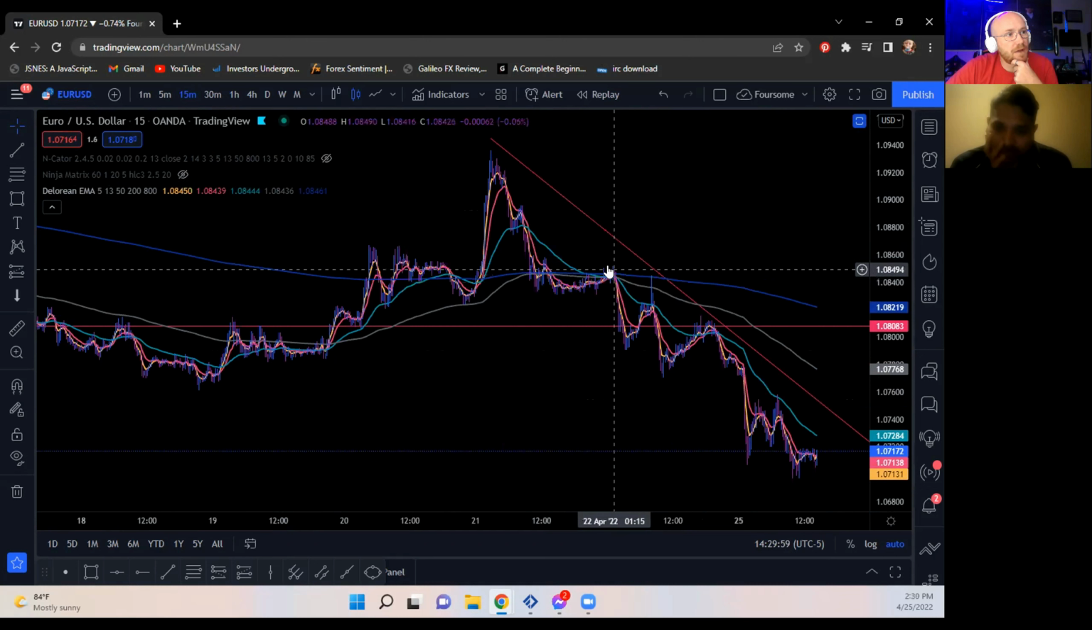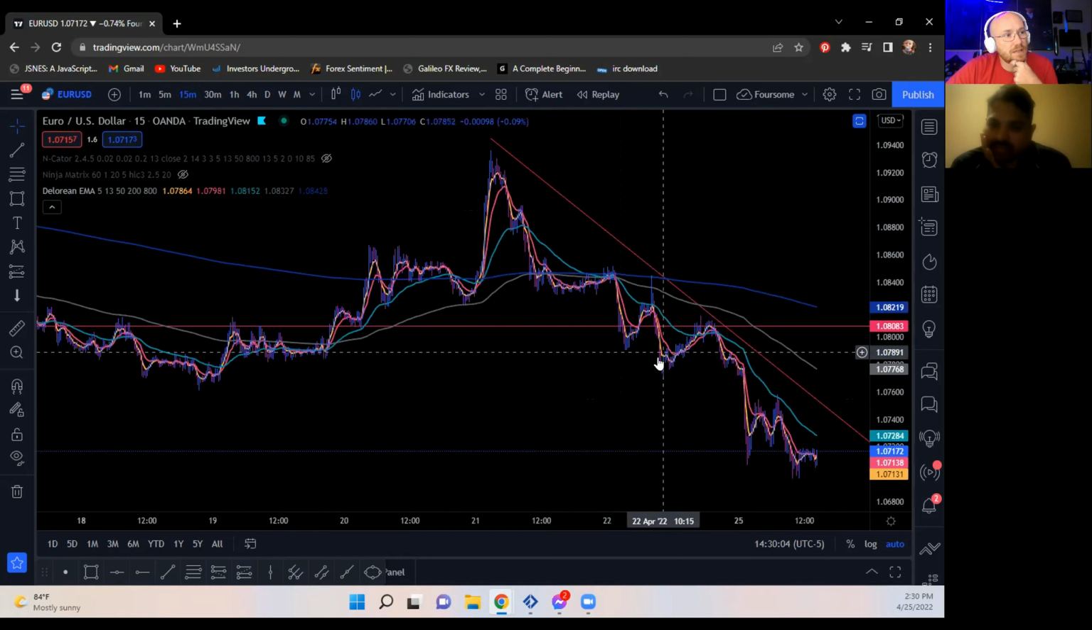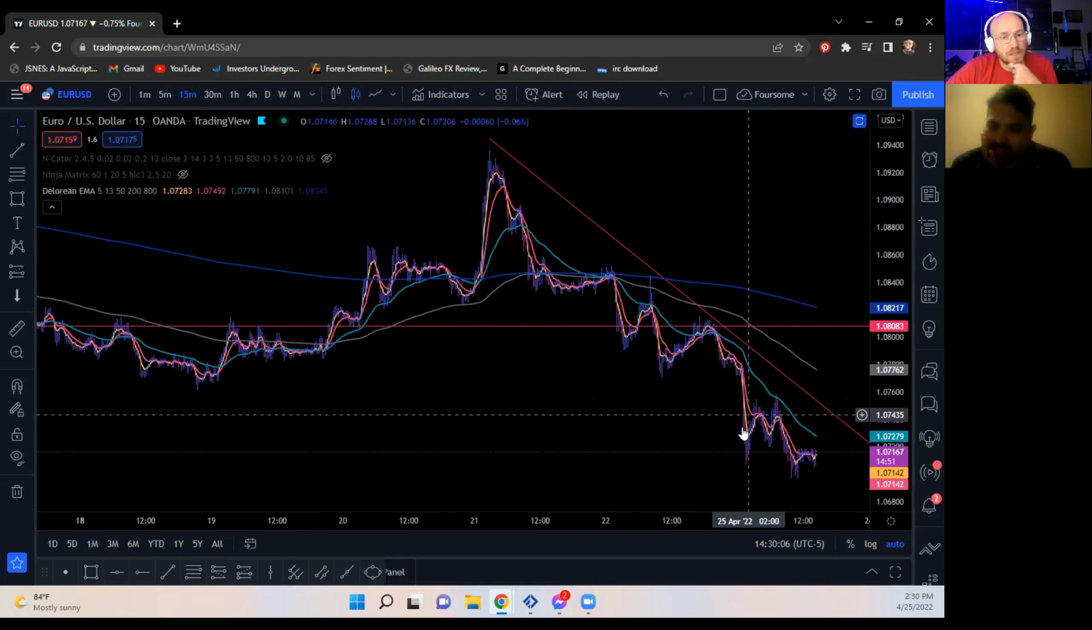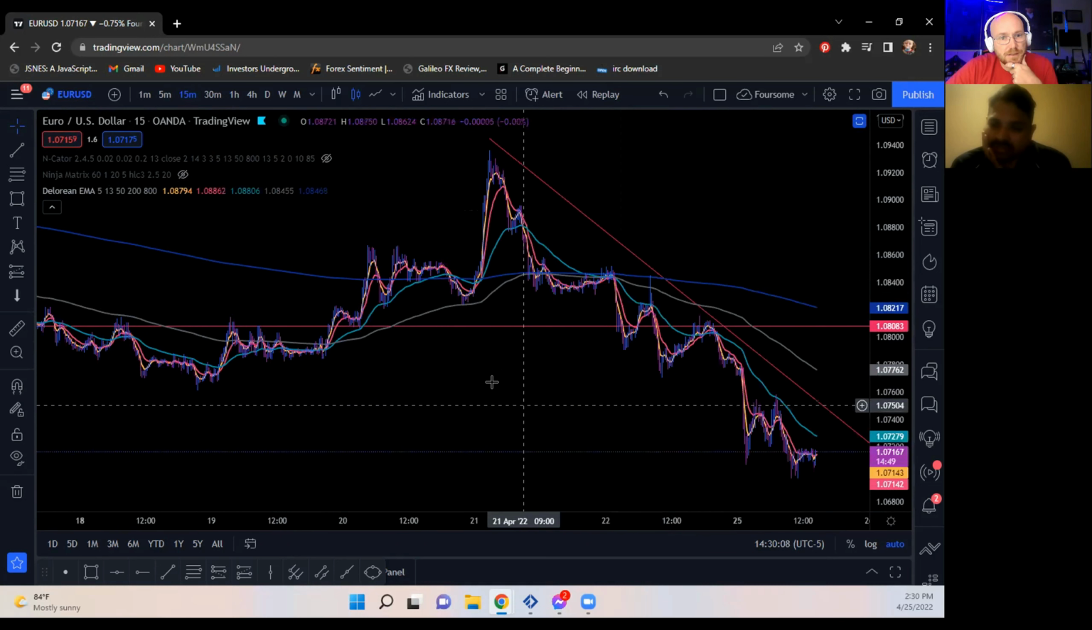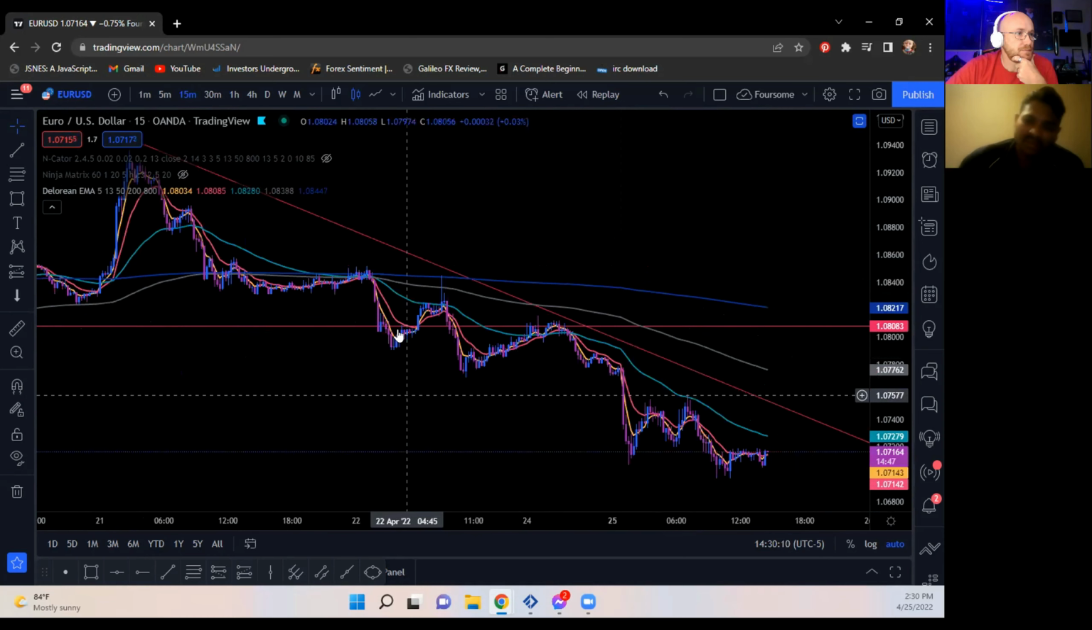And you see how it comes and bounces off the 50. We'll take sells here, bounces off the 50. We'll take sells here, bounces off the 50. We'll take sells here. Does that make sense? Yeah. Okay, good.